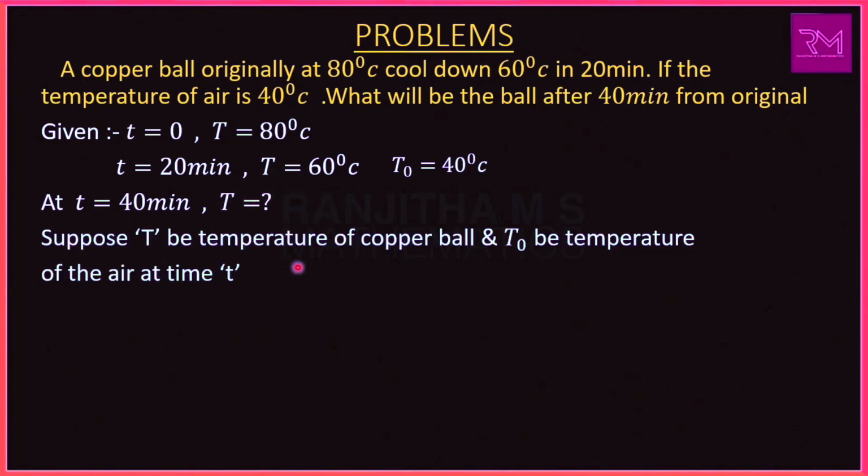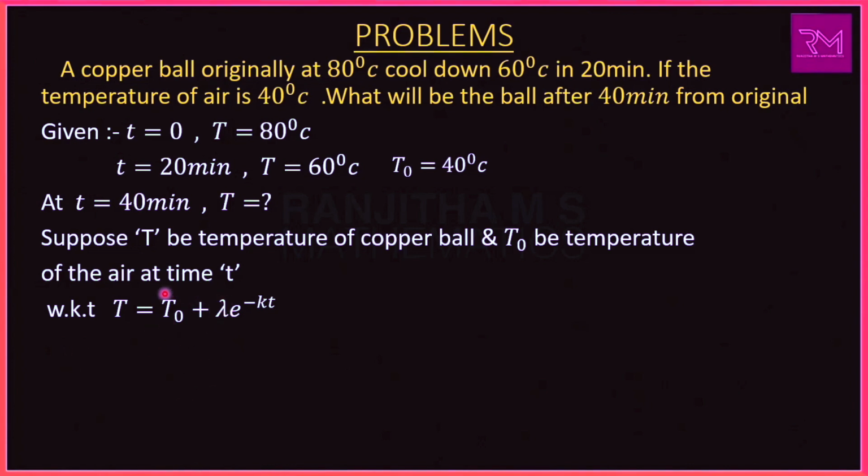Let us suppose T be the temperature of the copper ball and T0 be the temperature of air at time t. We know that from Newton's law of cooling, the temperature of a function at any time t is given by T = T0 + λ e^(-kt). Here, to find the temperature of the ball after 40 minutes, in the first step we have to find the lambda value.